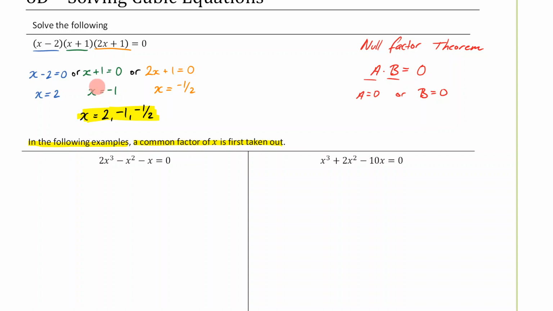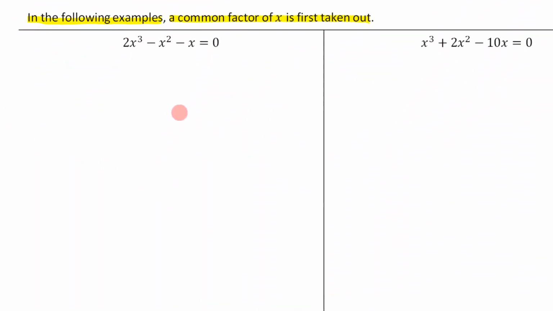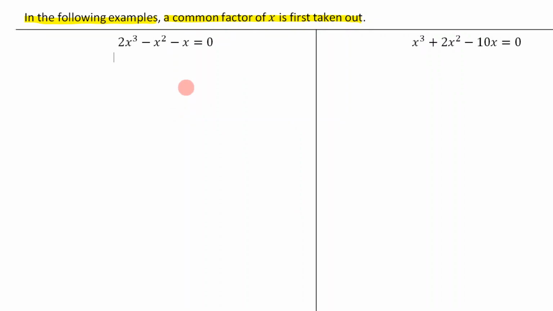So up here, we were asked to solve this, and it was already factorized for us, which meant we just had to use the null factor theorem, nice and easy, to solve it. But the reason why it was so easy is because it was already factorized for us. As you can see, this is not factorized for us. We have to factorize it first before we can solve it. So the first thing that we need to do is we need to factorize.